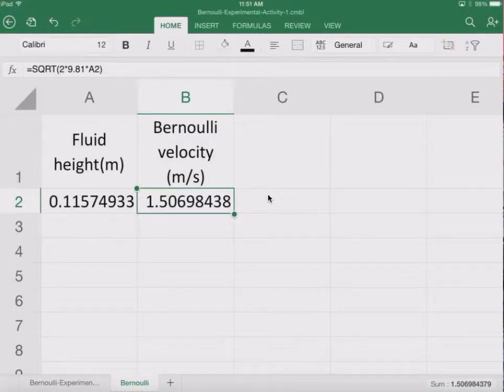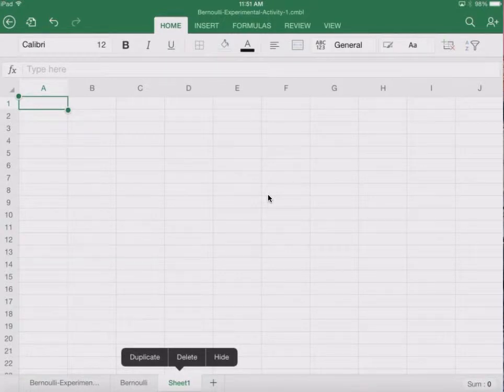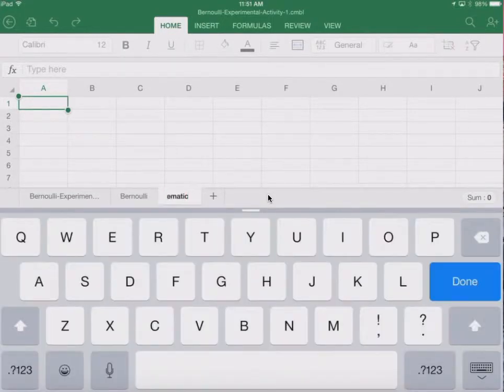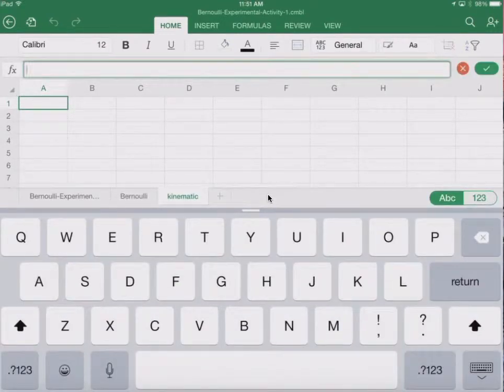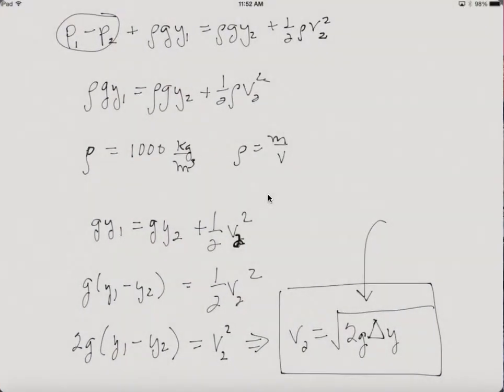So now we are going to calculate according to our kinematic equations. We're going to do the same thing. We want to bring both of our displacements over. And let me go back to our theory.